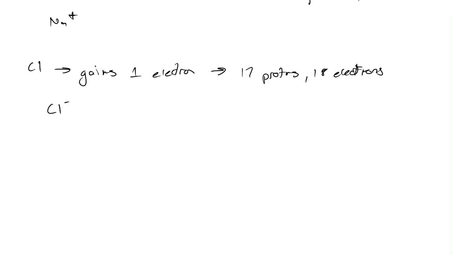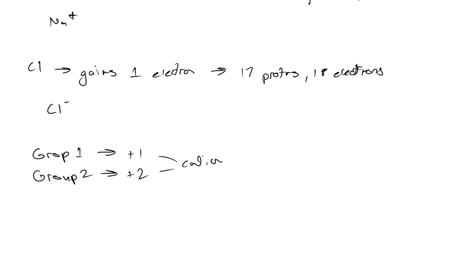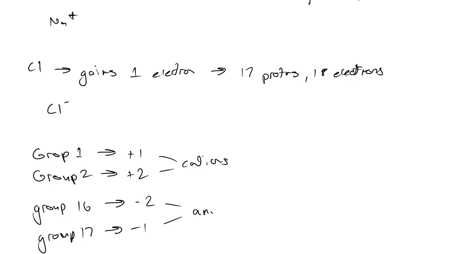And we can write that down. So group 1 will turn to +1. Group 2 will turn to +2. And these are both cations since they're positively charged. And then group 16, sorry, it's kind of messy. Group 16 will turn into -2, and group 17 will turn into -1. And these are anions since they are negatively charged.